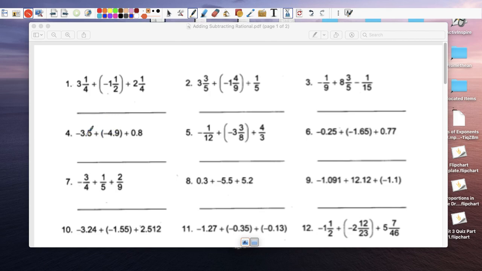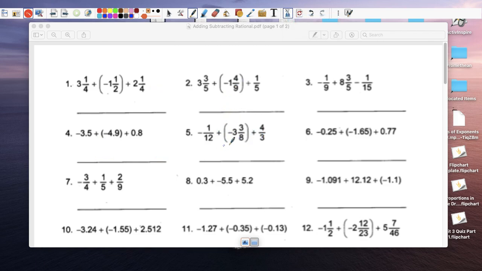Okay. Negative 3.5 plus negative 4.9, we're moving left on the number line, right? We're decreasing in value, so if you're adding a negative, that means you walked left, so that's just 3.5 and 4.9, that's 8.4, so these two become negative 8.4. And then plus a positive, which means now I'm going to go back, walking to the right, because I'm increasing in value, and that's going to just give us negative 7.6. Okay.